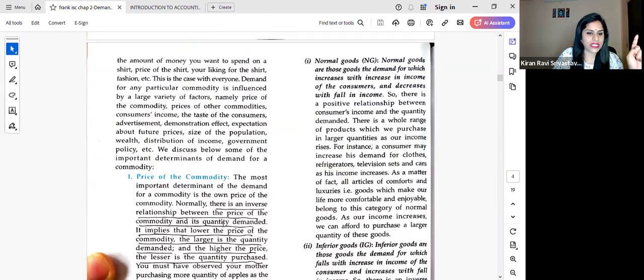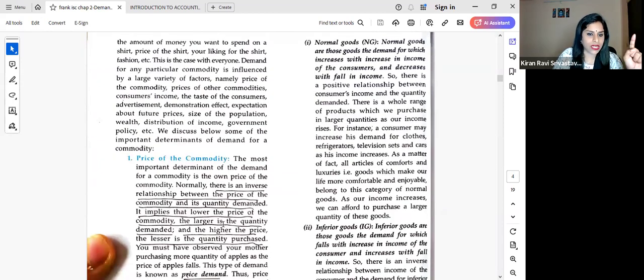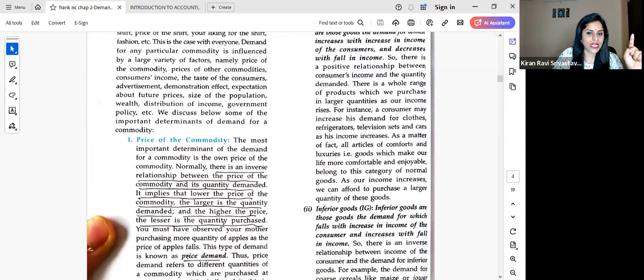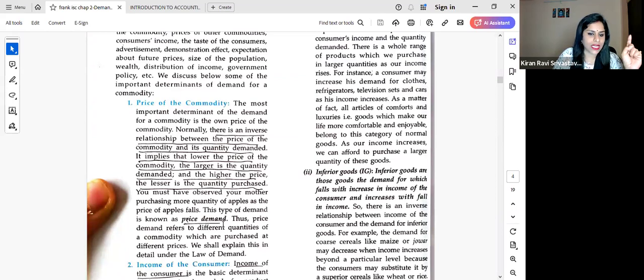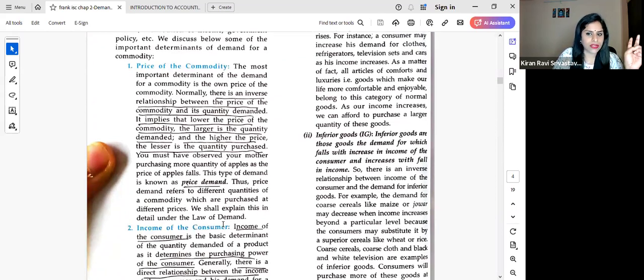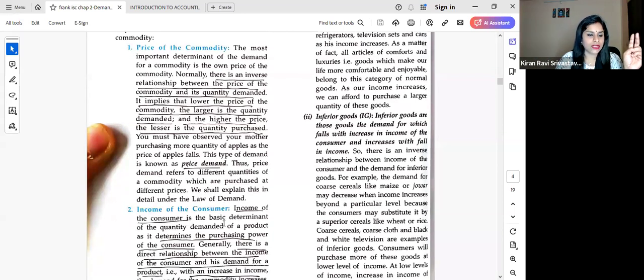In the last class, we discussed the price of the commodity, and we saw that there is an inverse relationship between the price of the commodity and the quantity demanded. I'm just summarizing it. Second, we saw the income of the consumer, and what effect changes in consumers' income have on quantity demanded. Generally, income of the consumer and the quantity demanded of a commodity have a direct, or positive, relationship. As the income increases, the demand increases.